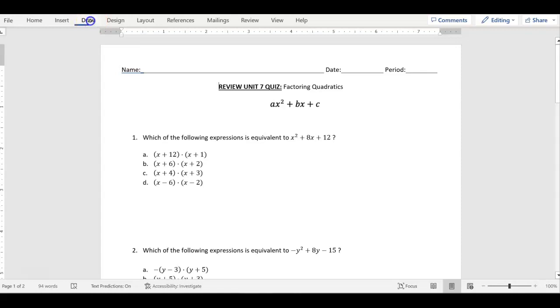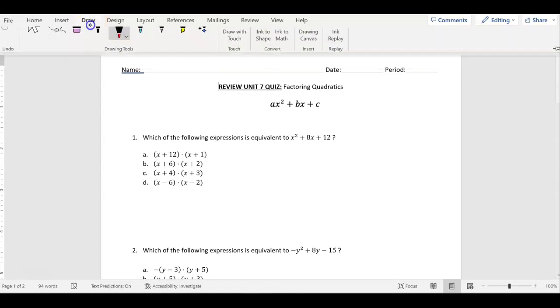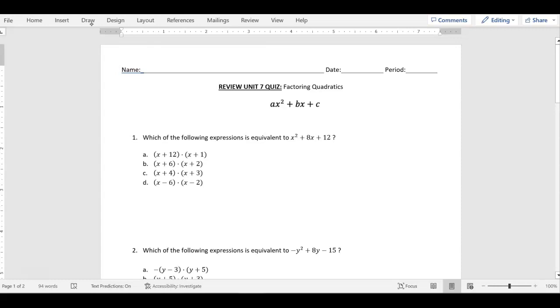All right, so our review for our quiz on Thursday. Remember, this is the standard form of a quadratic, and if it equals 0, you're going to have to solve it for zeros, just like we did on our last notes. So let's go ahead and do number 1.